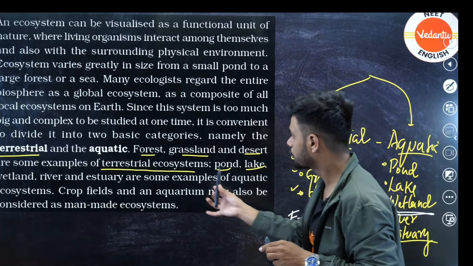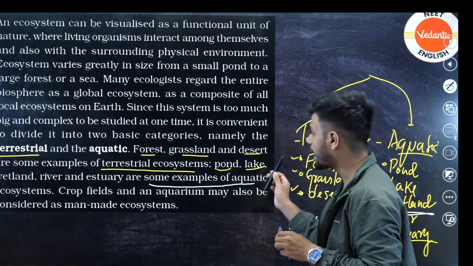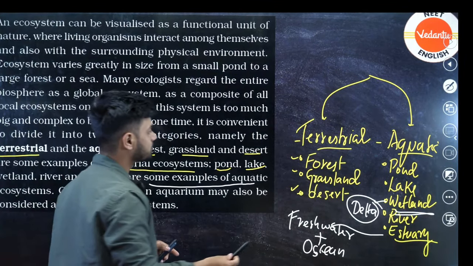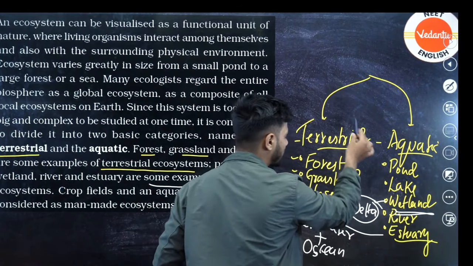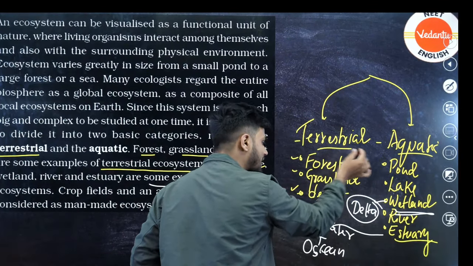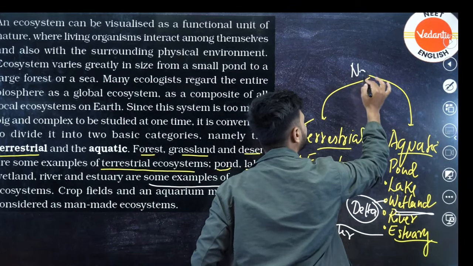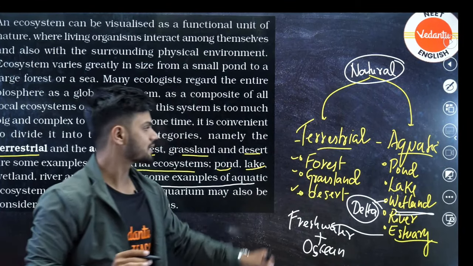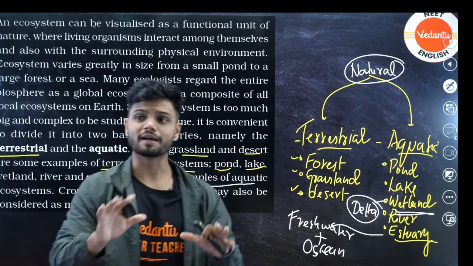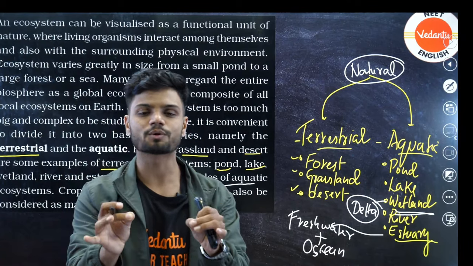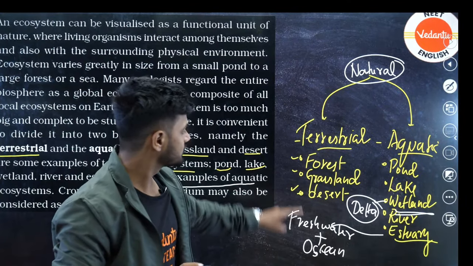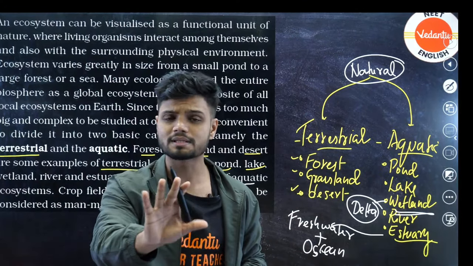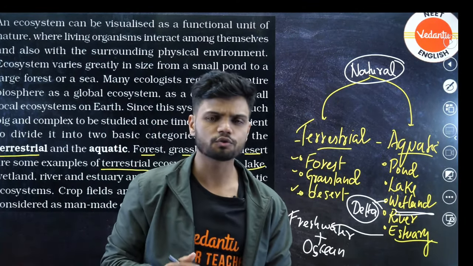Okay. Now, estuaries are some examples of aquatic ecosystem. Now, students, listen to me very carefully. This terrestrial and aquatic classification is based on natural ecosystems. The entire classification here, terrestrial as well as aquatic, is based on the natural classification. That is, in these types of ecosystems, humans are not involved.